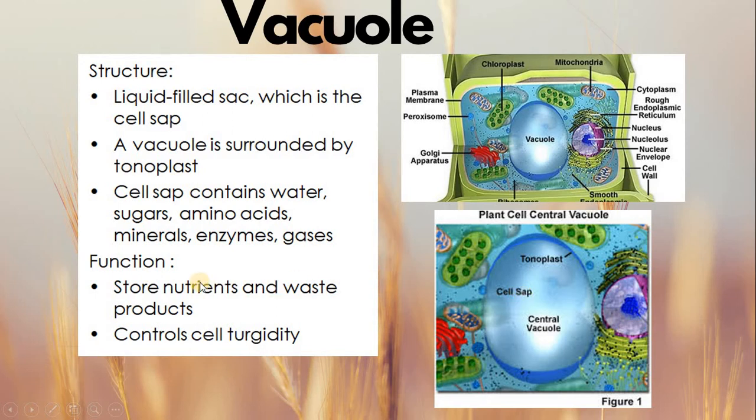Okay, what is the function of the vacuole? Store nutrients and waste products, and also control cell turgidity. So at least you can remember one of the functions of the vacuole in the plant cell.